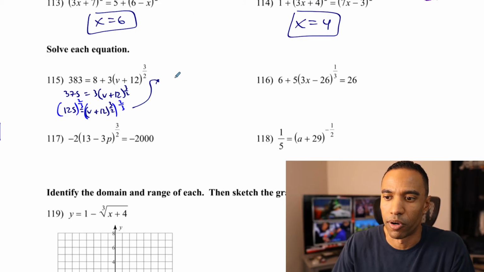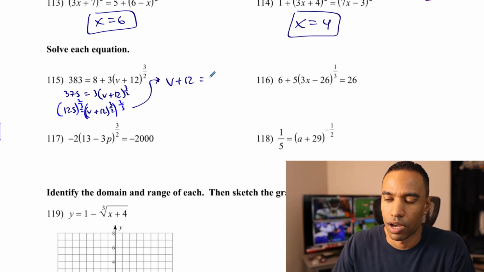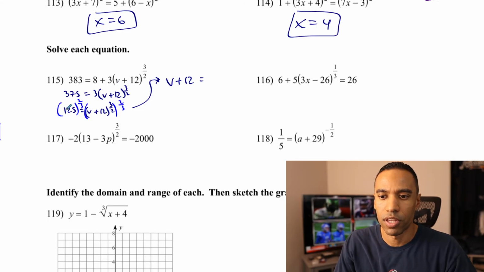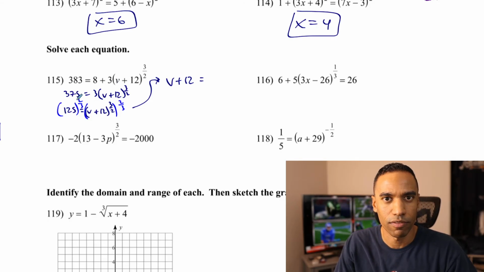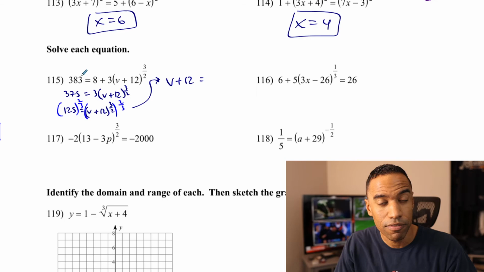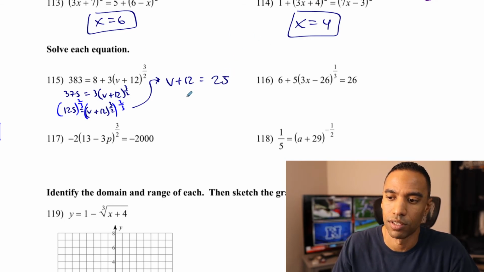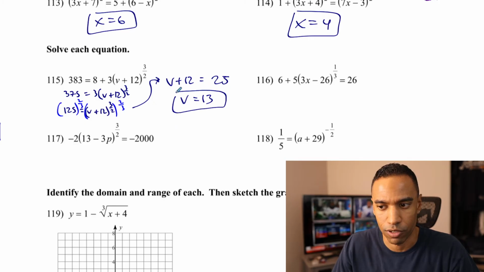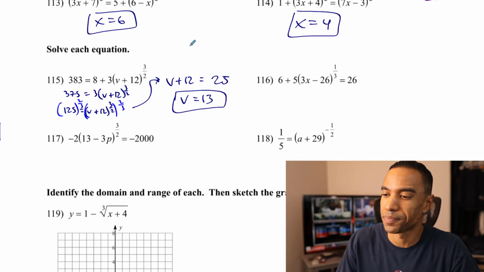Or I'm going to put it on the left side now, v plus 12. On this other side, by the way, no extraneous solutions. That's not going to be a concern. Here's the cube root of 125 squared. Cube root of 125 is 5. 5 squared is 25. So subtract 12, you get v equals 13. For time's sake, I'm going to move forward.